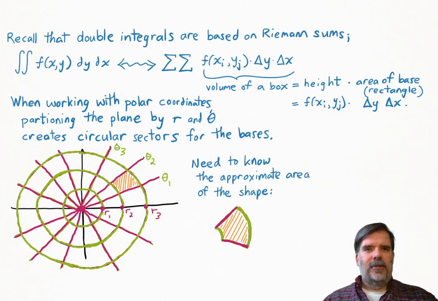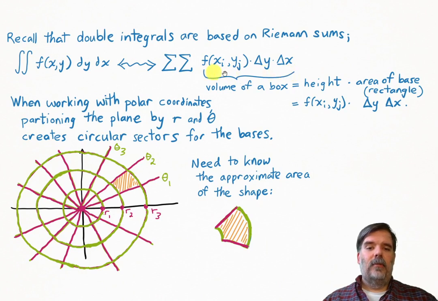To really understand why we have to make the substitution that we do, we have to go back to the first idea. Double integrals are based on Riemann sums. So the double integral of f of x y dy dx, really that comes from taking a limit of a double summation of terms that look like this.